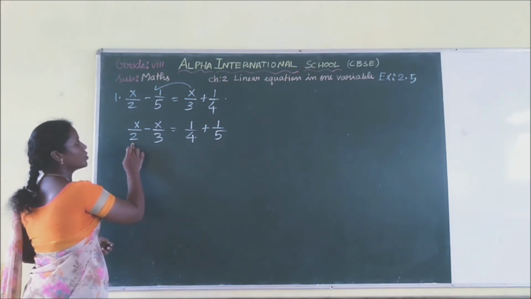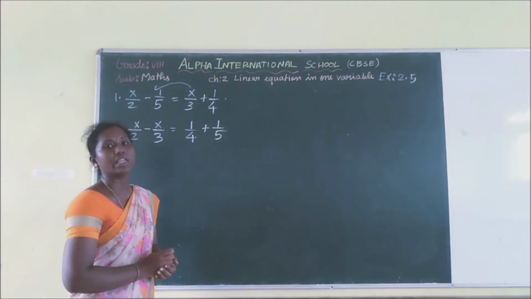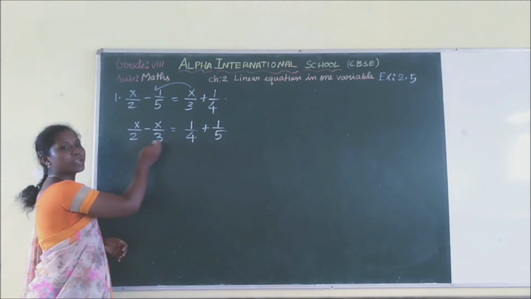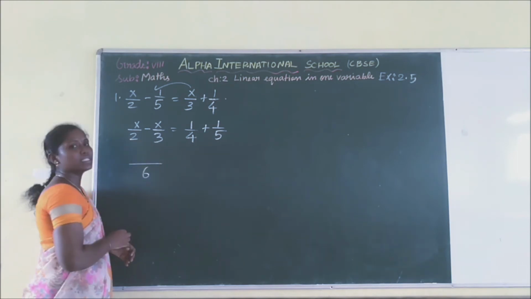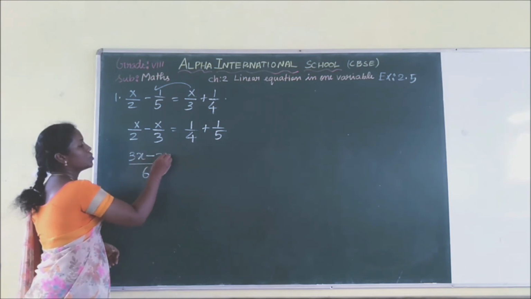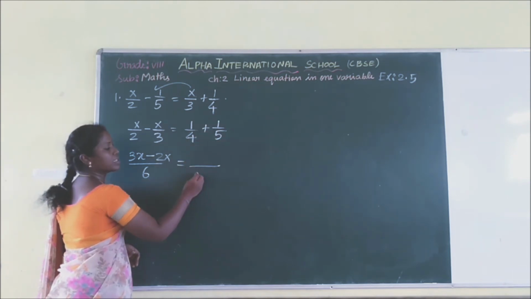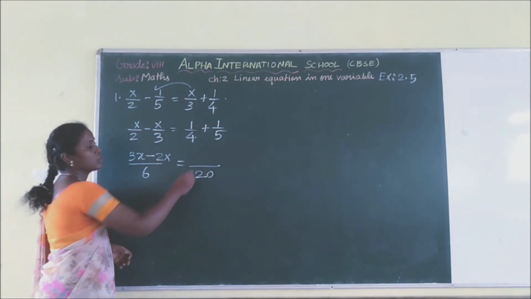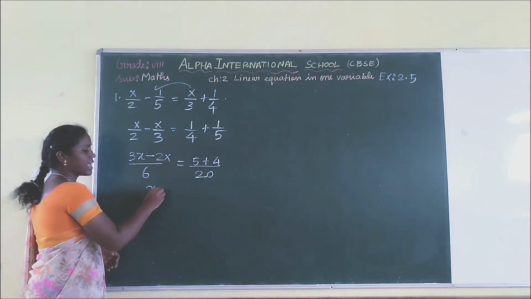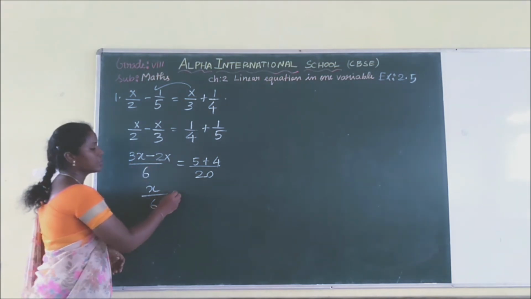We know that for fractions, while adding or subtracting we have to take the LCM, and only then add the numbers. So 2 and 3 we have to subtract, but here the denominators are different. For 2 and 3 the LCM is 6. So 3x minus 2x is equal to, again here, 1 by 4 plus 1 by 5, you have to take the LCM for 4 and 5, which is 20. So if you multiply, 5 plus 4. 3x minus 2x is x by 6, because 3 minus 2 is 1x.